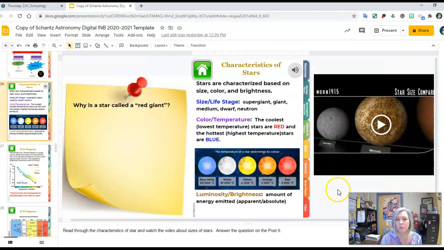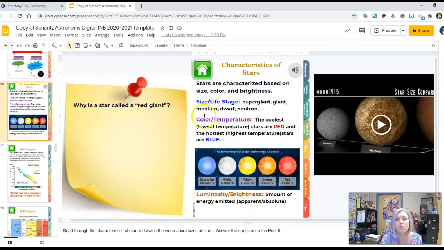If you go to slide 26, you're going to see that astronomers are looking at really three things, but two main things. We know that we can group them based on their size or life stage. So we talked about a dwarf, a neutron star, those giants versus those supergiants, and then stars like our sun, which are just average or medium. But what astronomers are really looking at is color, which is also represented by temperature, and luminosity, which is also called brightness.